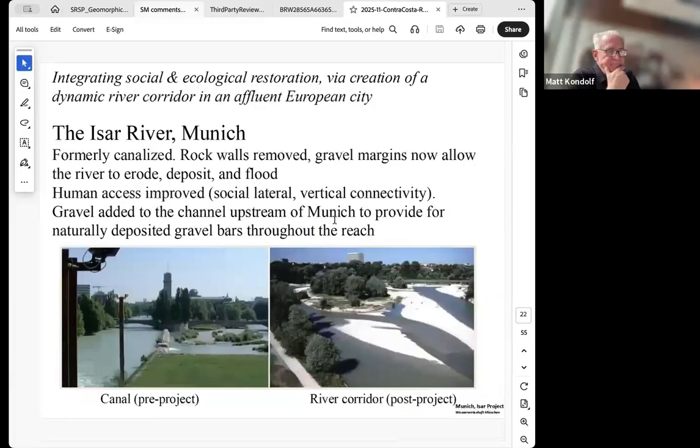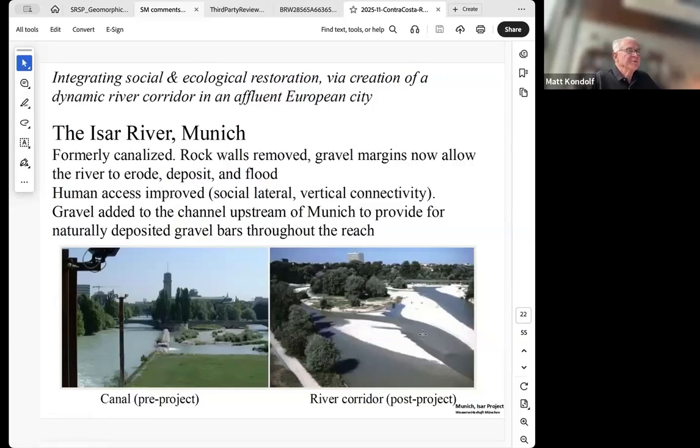So now let's look at another example of integrating real river processes in an urban area. This is the Isar River in Munich, which was formerly canalized. It had rocks lining the base of these banks, and it was a straight shot, and that's what you had. Not very many places for people to get down to the river, with these essentially vertical banks. And the habitat was pretty boring. It was basically just a big ditch.